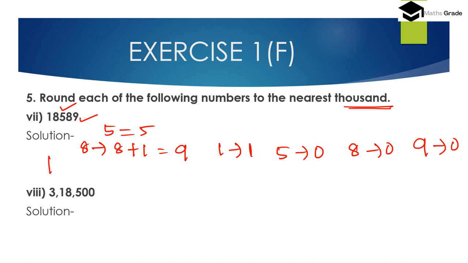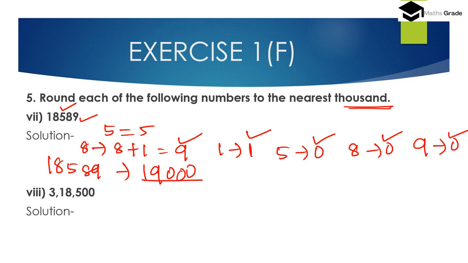So 18,589 rounded up to the nearest 1000 is 1, and this 8 changes to 9, 5 changes to 0, 8 changes to 0, 9 changes to 0. So 18,589 rounded up to the nearest 1000 is 19,000.